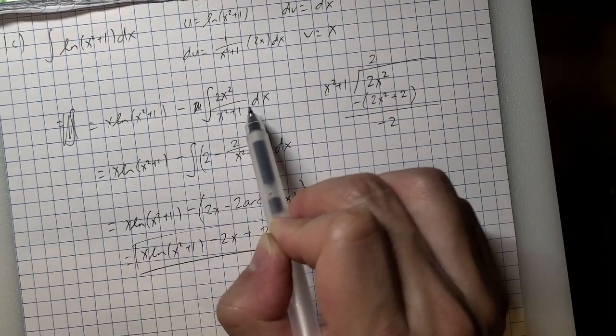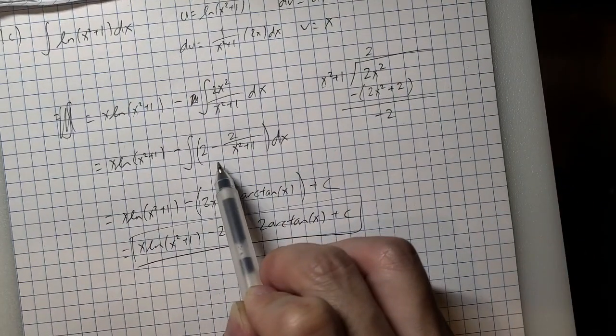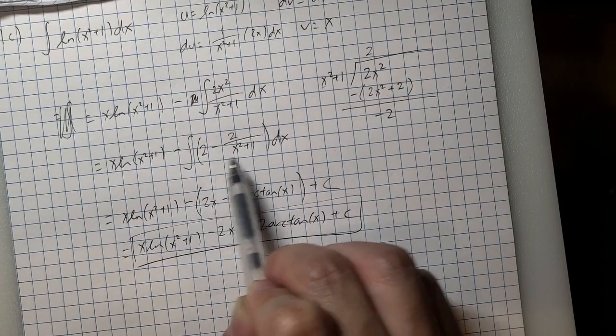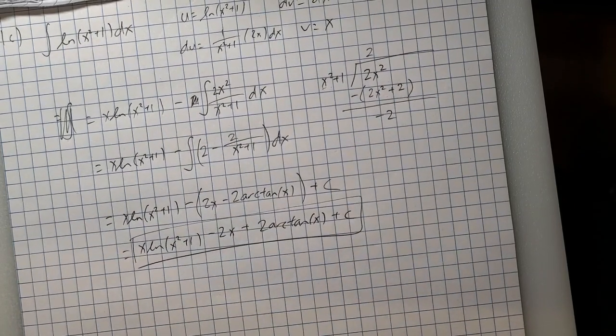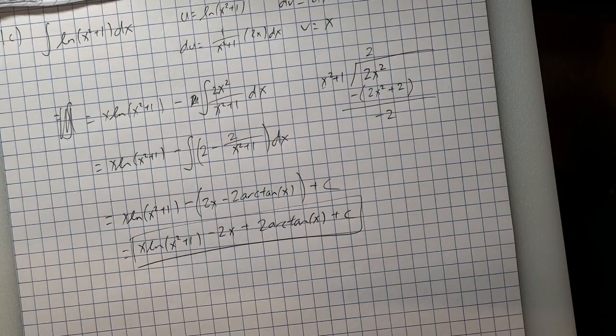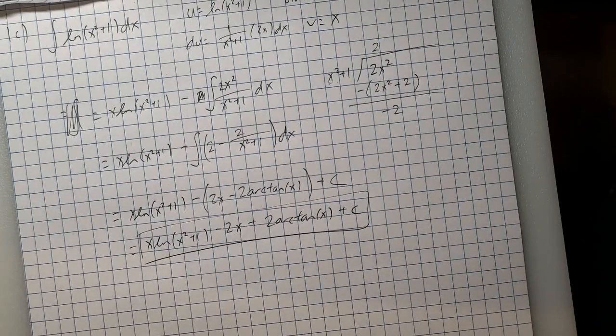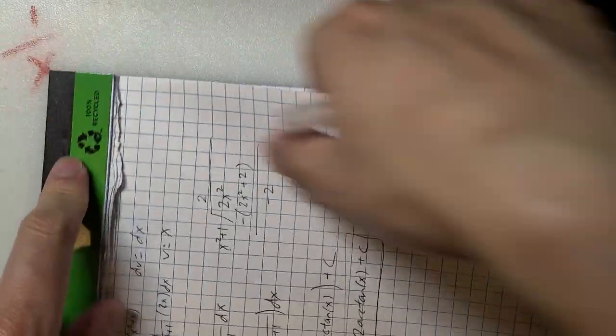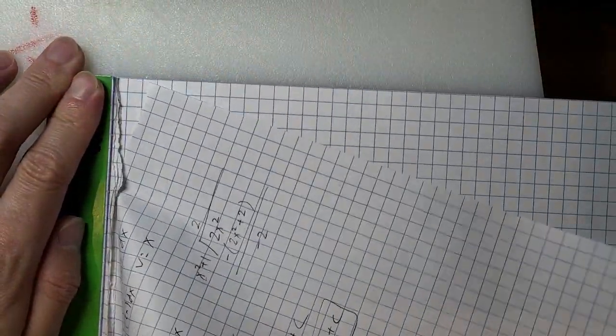This guy, we had to use long division to simplify. We got this. This is easy to solve. Okay? So that's how we do that one. Okay, so here's another, this might take the whole page. So let me just move on to the next page.